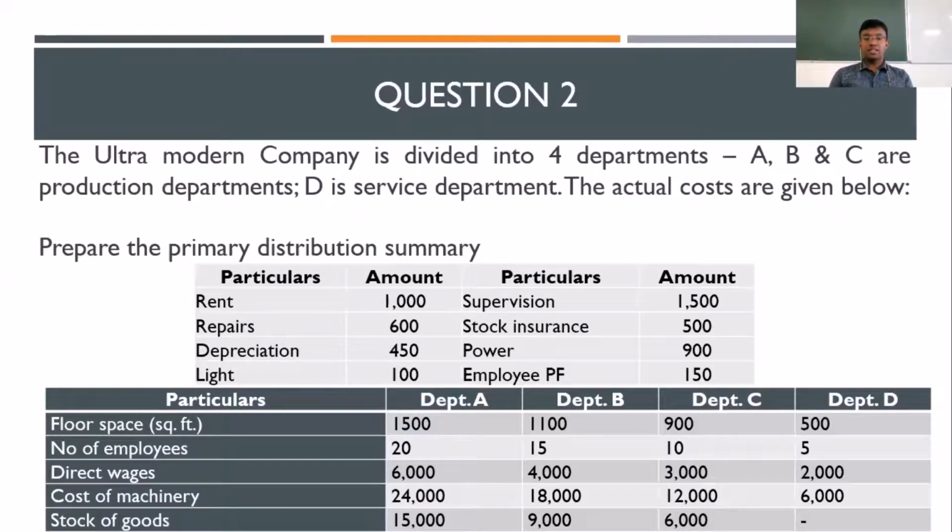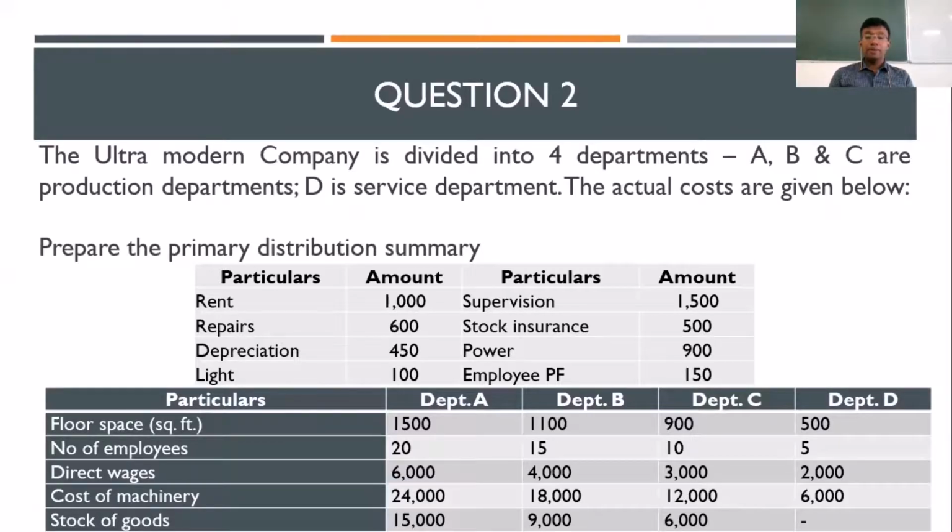The question goes like this: Ultra Modern Company is divided into 4 departments. A, B, C are production departments. D is the service department. The actual costs are given below. They have given us the details of the cost, and they're asking us to prepare the primary distribution summary.